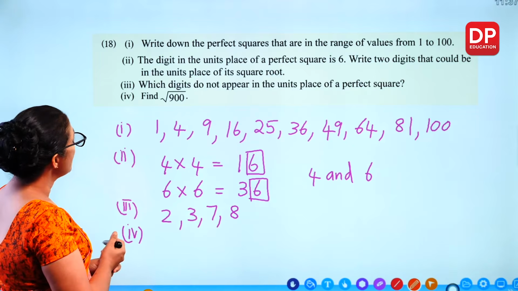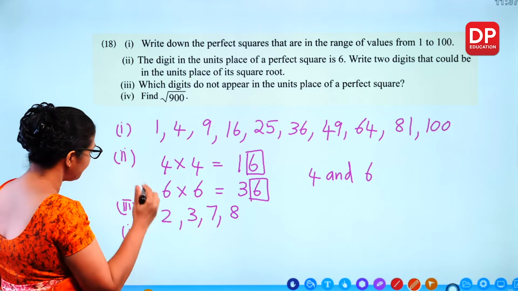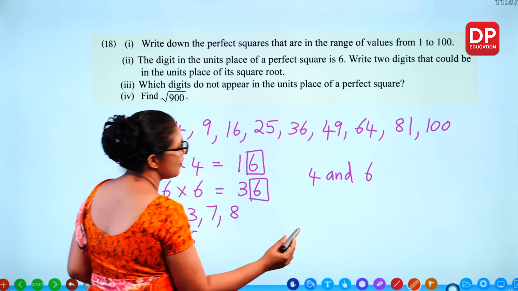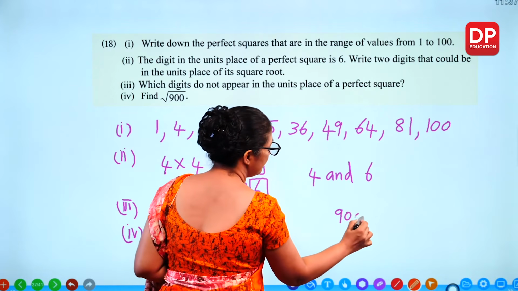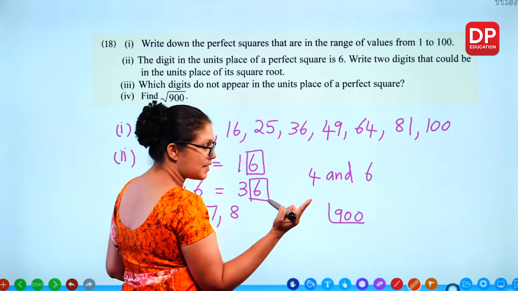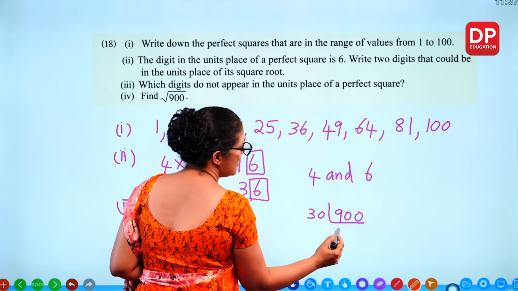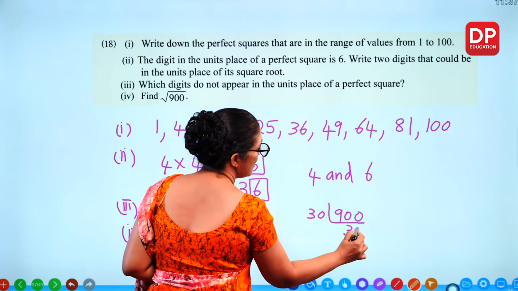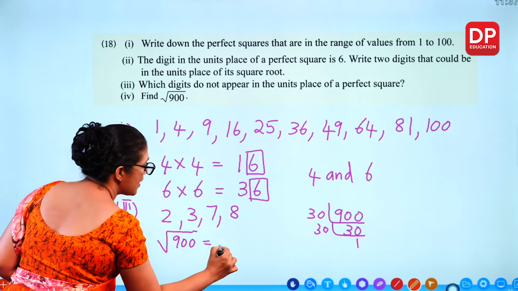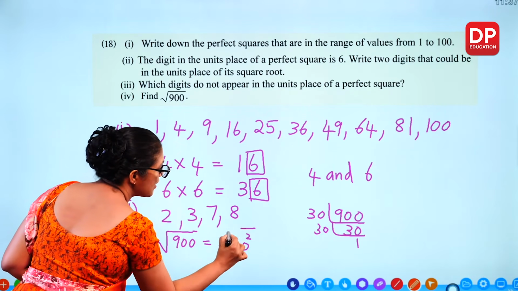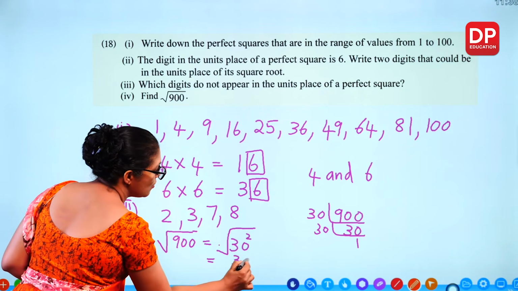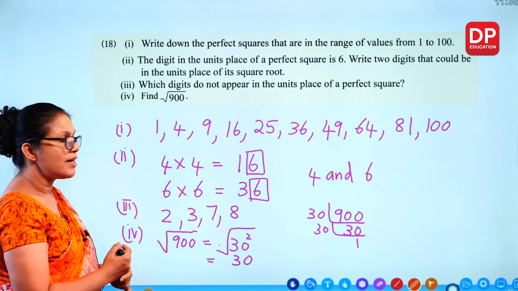Fourth one, find the square root of 900. Okay, so 900 we can write as 30 times 30. Here we can easily find it by dividing by 30, 30 times 30. So I can write 30 squared and take the square root. Square root and square get cancelled out and you get the square root of 900 is 30.